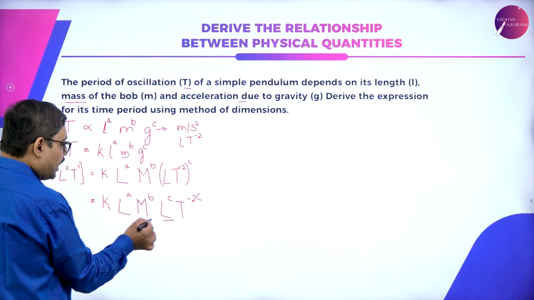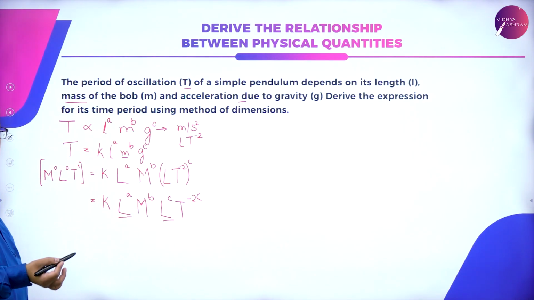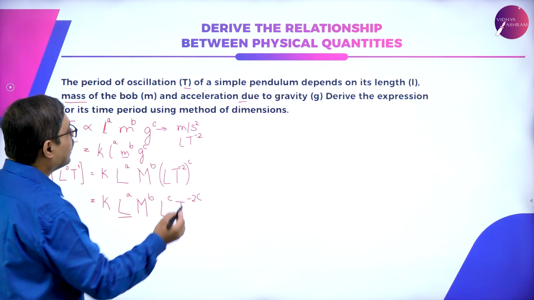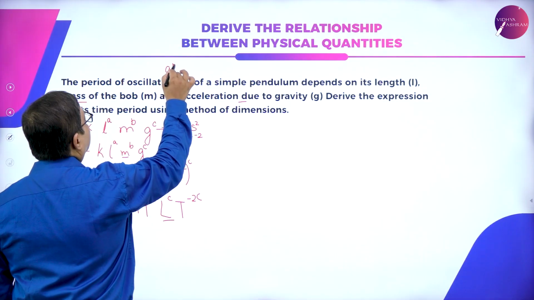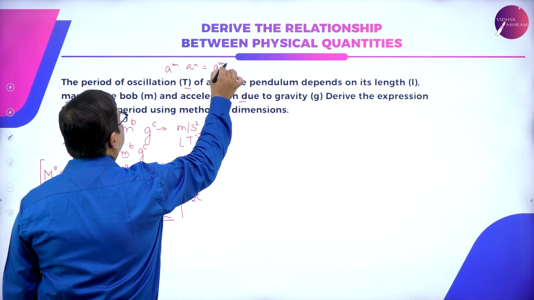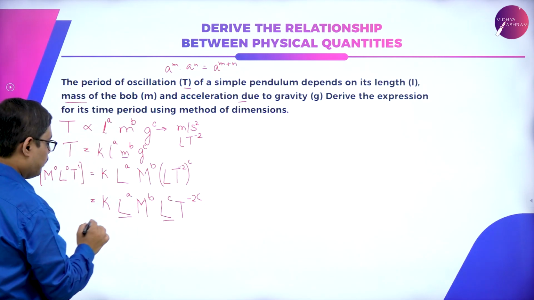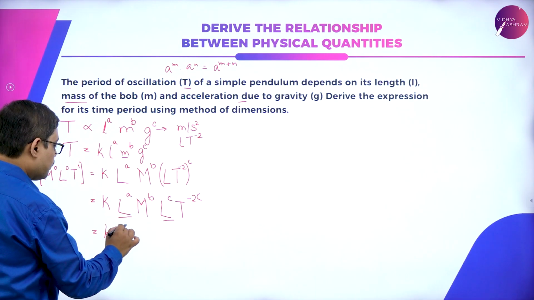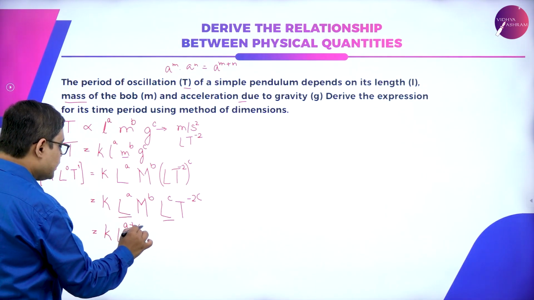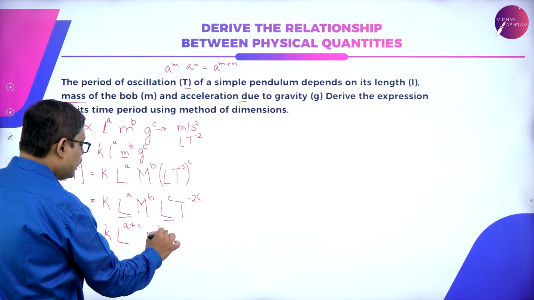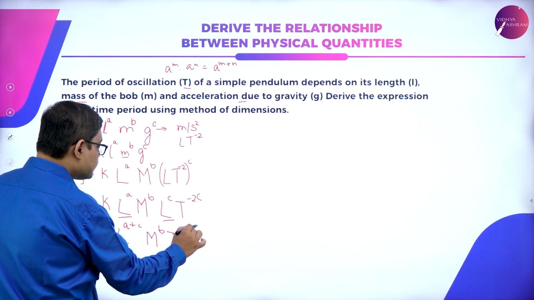Please observe here, I have two dimensions of length. So let me add the powers. Okay. Theory of indices, A to the power M into A to the power N is equal to A to the power M plus N. That is what I am employing here. So this is equal to K into L to the power A plus C, M to the power B, and T to the power minus 2C.